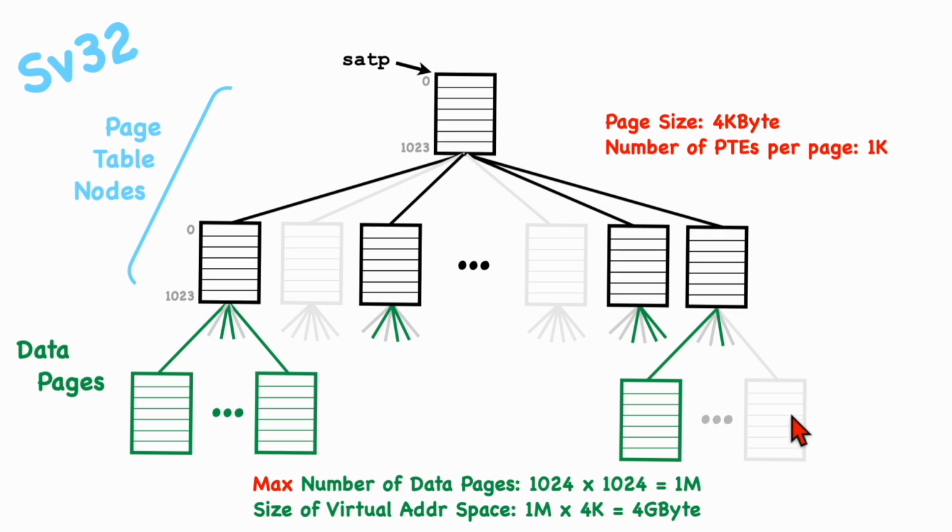We see missing data pages, and we see missing nodes within the interior of the tree. This gray indicates sections of the virtual address space that are simply invalid. Any attempt to access data on an invalid page would cause a page fault.